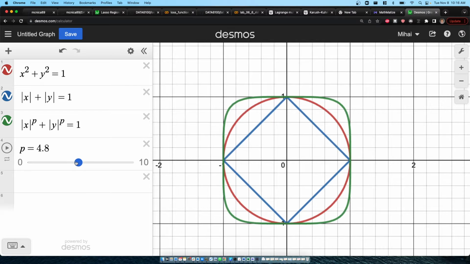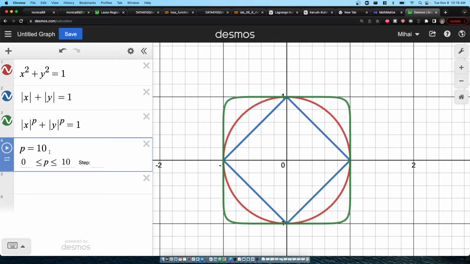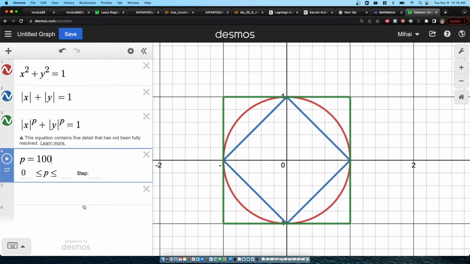It was starting to go like that. What if I just keep going? Like you keep going, and you keep going further and further. Okay, I went up to 10, and now it's like a really rounded square. What if we go up to 100? All right, that's looking pretty good.